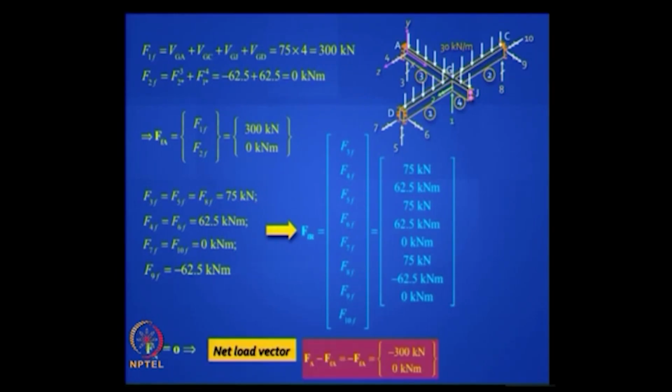You can find your resultant net load force vector. There is no concentrated load given in the original problem, it's only uniformly distributed load. So you've got your net force vector exactly as we've done in earlier problems, FA minus FFA. FA is a null vector, FFA we've already computed.